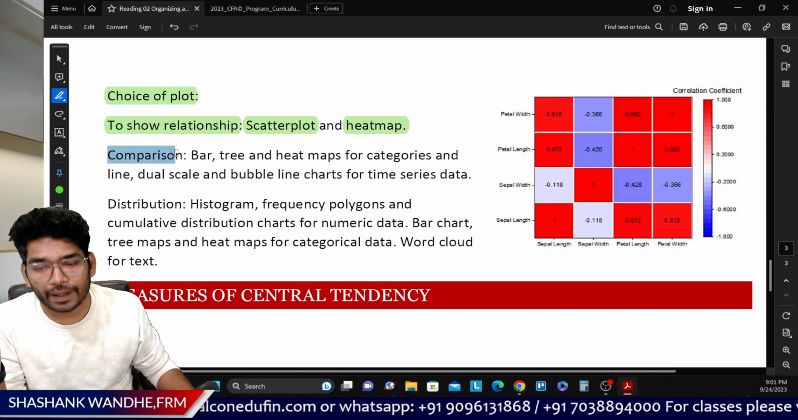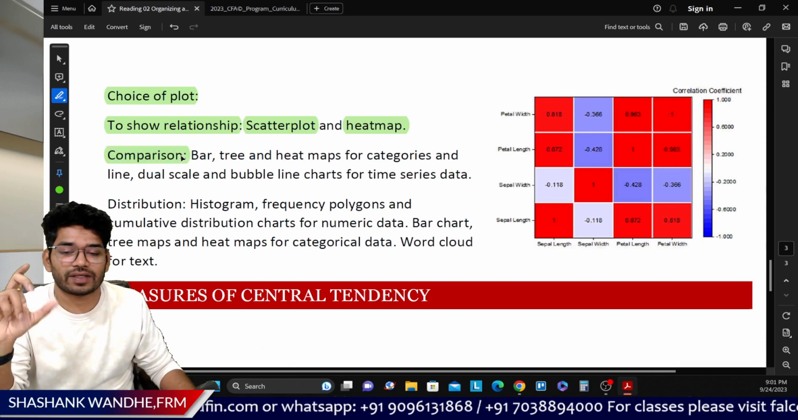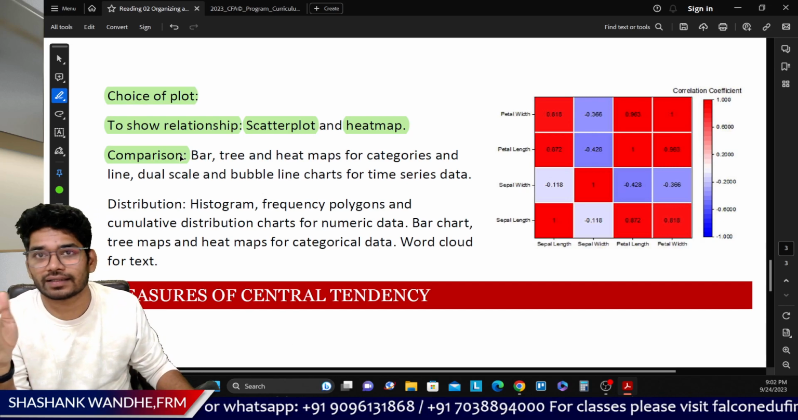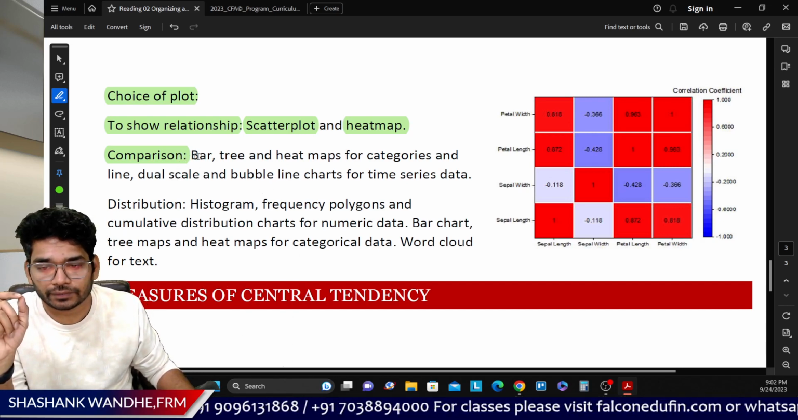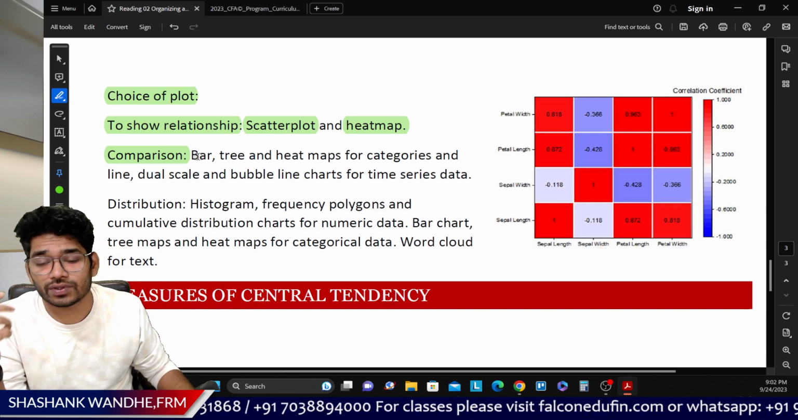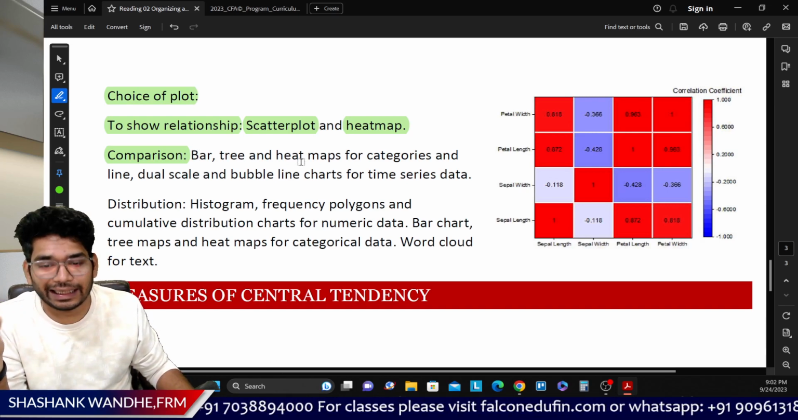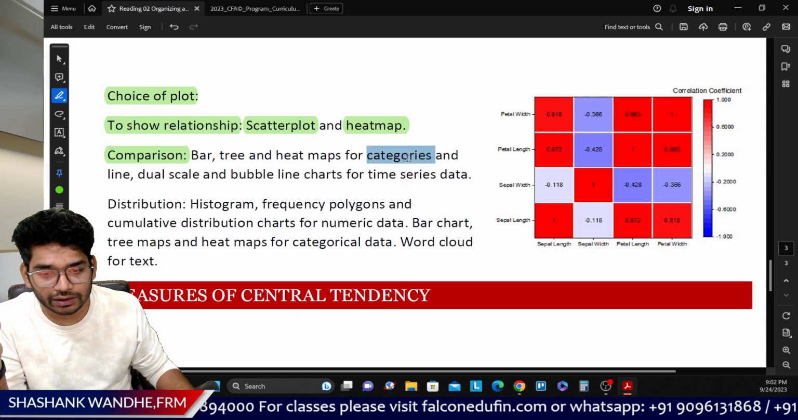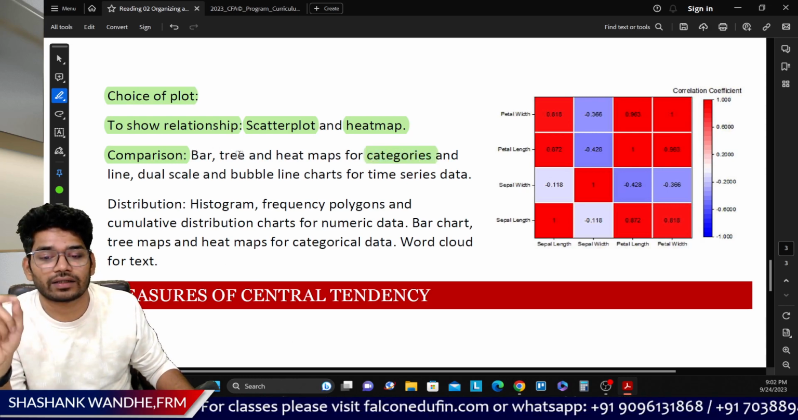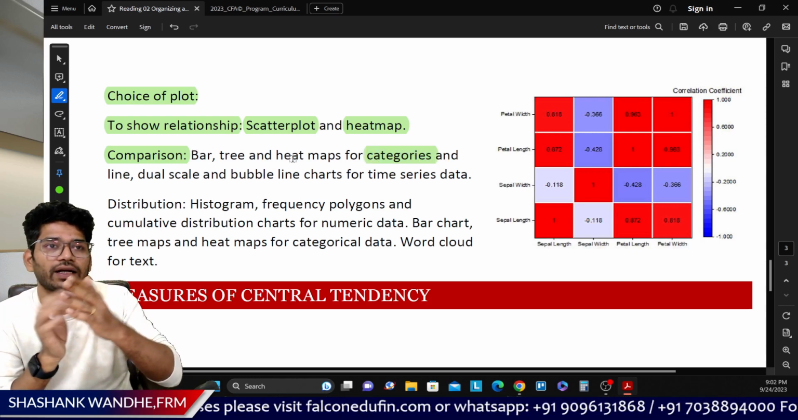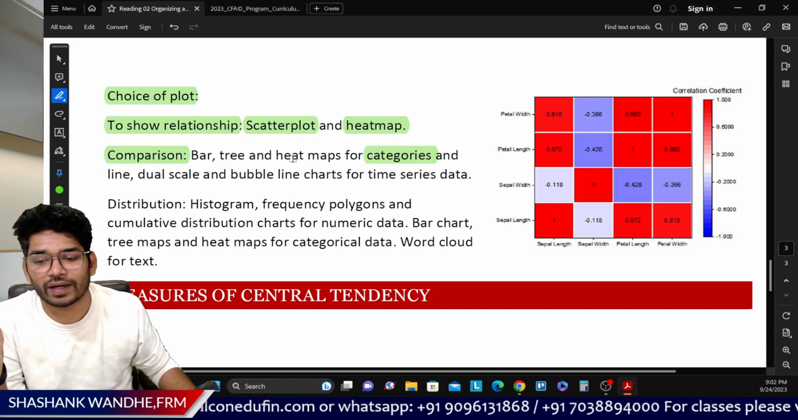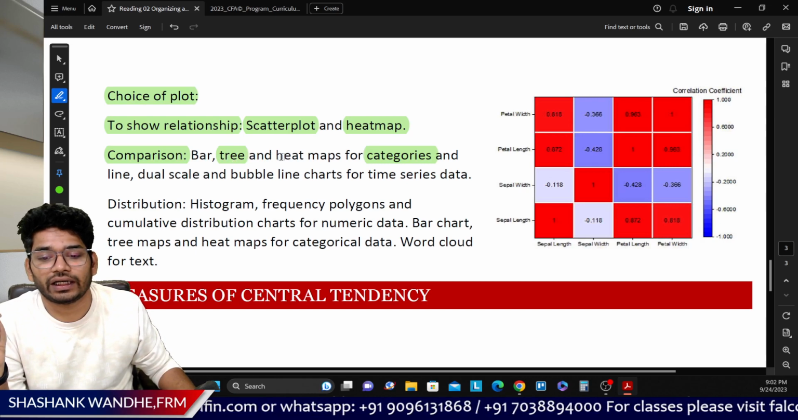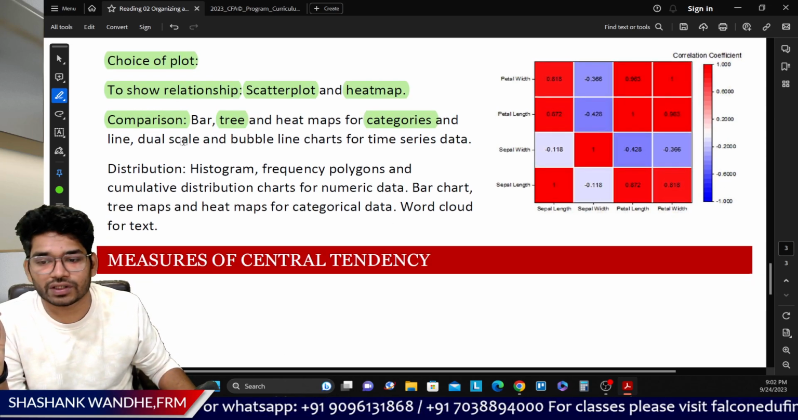Then if you want to compare, showing a relationship is different, and comparison is like the revenue of two companies. So here we have options we can use. We can use bar, tree map, and heat map for categorical data or categories. Remember, bar, tree map, and heat map. How bar? For example, we have two companies, so two companies will form the categories, right? That's why we can use the bar here. Then tree map and heat map. So all the options are open.